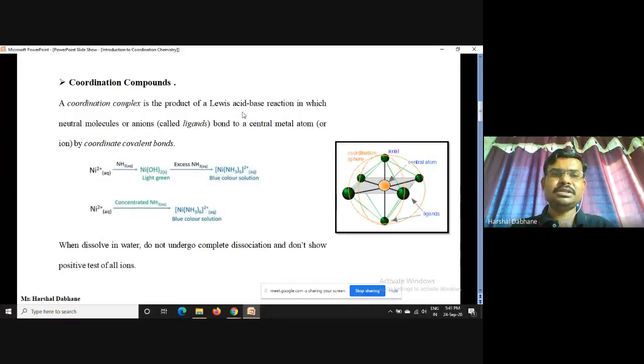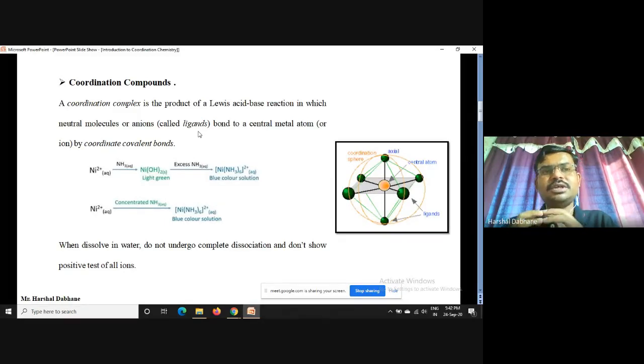That's why metals are said to be Lewis acids. Here, we are going to call the ligand. So what is a ligand? Ligands are any positive, negative, or neutral species having the ability to donate an electron pair to the metal. Means they have a lone pair and they can donate it to the metal. Such a species is said to be a ligand.